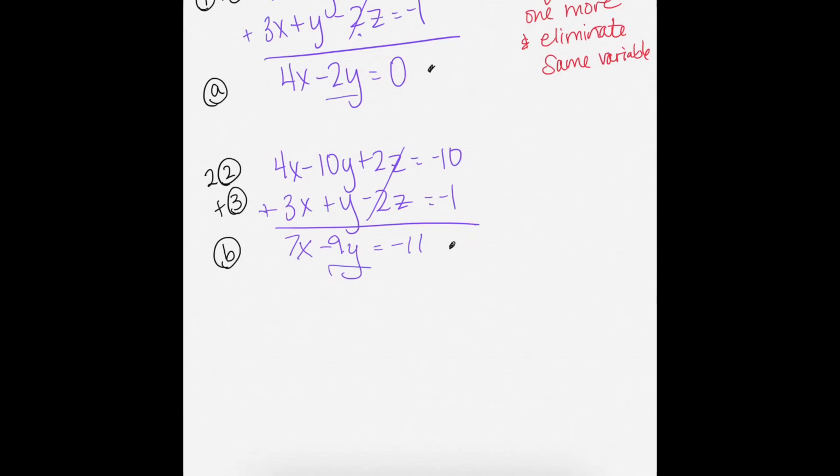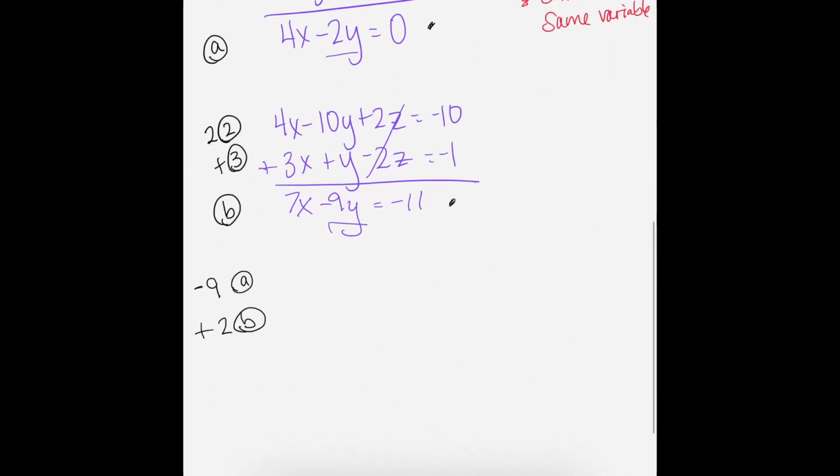If I were to do elimination, let's just say I want to get rid of my y's. I just kind of picked it arbitrarily. I need to multiply equation A through by a negative 9. And then I have to take my equation B and multiply through by a positive 2. This is how I create additive inverses in the y variable. So negative 9 times 4 gives me negative 36x. Negative 9 times negative 2 gives me positive 18y. And then 0 times negative 9 gives me 0.